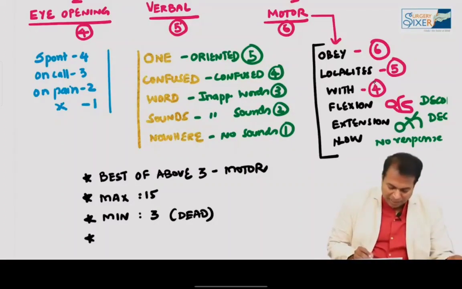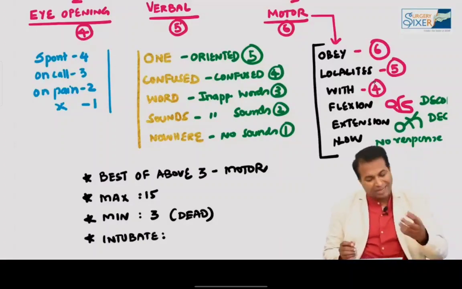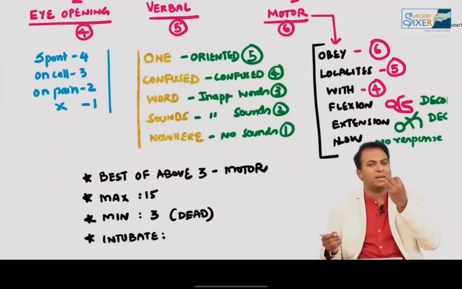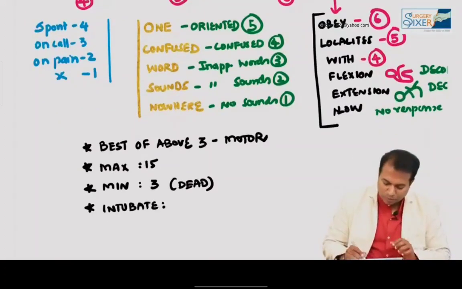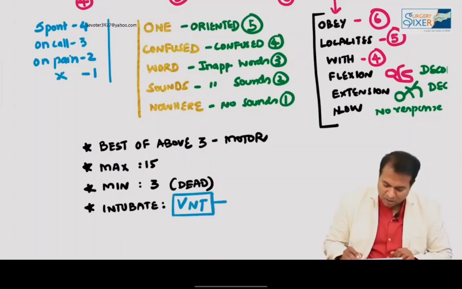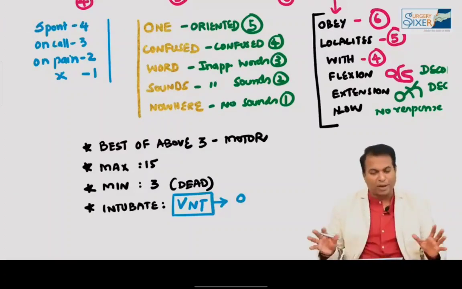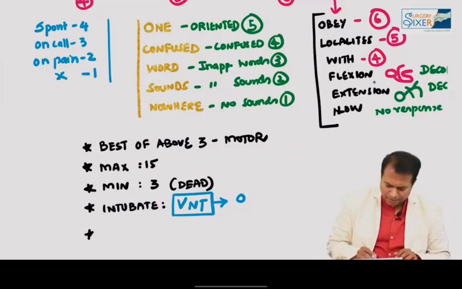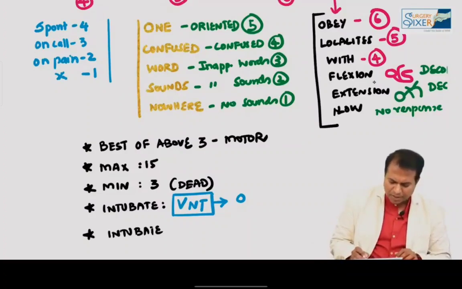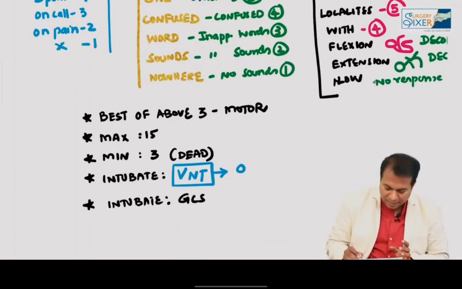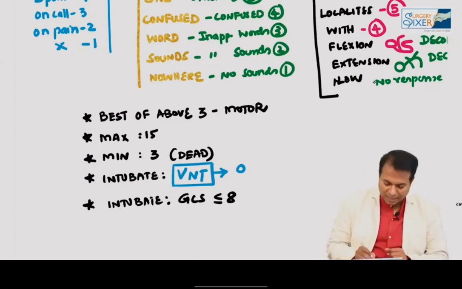When you intubate a patient, orotracheal, nasotracheal or tracheostomy, we cannot test the verbal response. You cannot ask an intubated patient what their name is; they cannot tell. So for an intubated patient we give the score V, not testable: 0 points. When will you intubate? Already I told you this answer. In a head injury, when your GCS is less than or equal to 8, you must intubate.